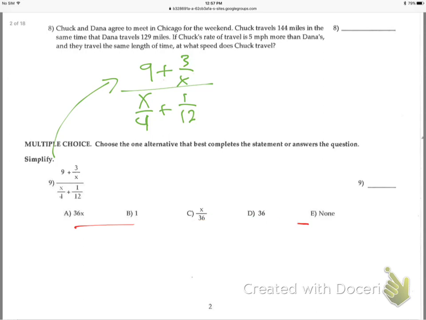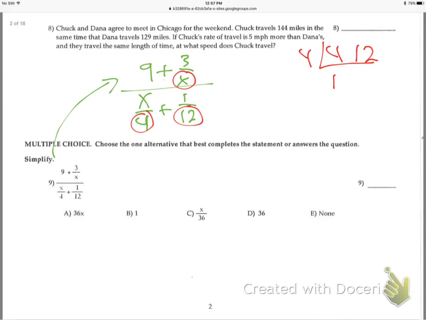So how do you clean it up? What do you do? LCD, like everything on this test, huh? LCD, LCD, LCD. You look at all the denominators, all the things under bars, not the 9. He's not under a bar. All the other ones. So we got 4, 12, and x. What's the LCD for 4, 12, and x? 12x, right? If you're not sure about the 4 and the 12, 4 goes into 12, so 12 is the holder. But if you're not sure, put them in a box.